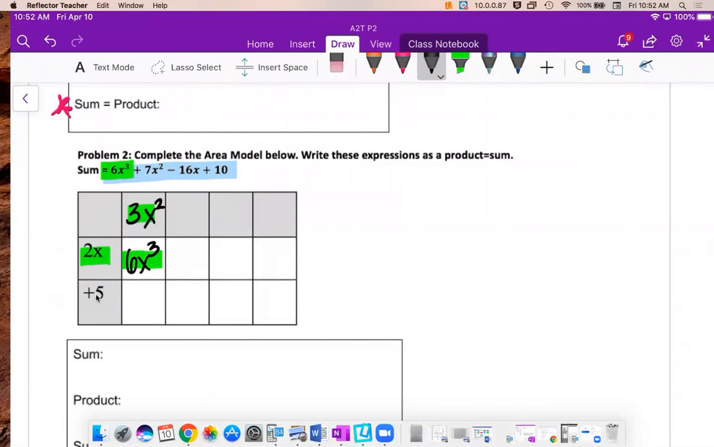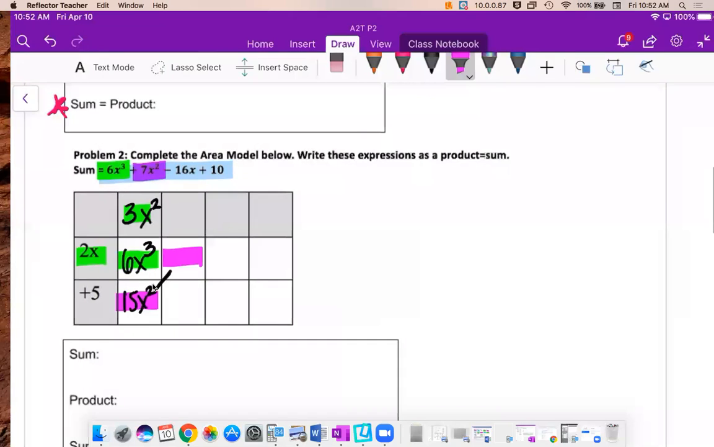Okay, so now we can continue and get this bottom box down here. So 5 times 3x squared, this becomes 15x squared. And then remember, diagonals are what give us our like terms. So now we need our x squareds to add up to be a positive 7x squared. So that means this box and this box have to add up to be positive 7x squared. So I already have 15. That means I need to take away 8 to end up at 7. So this has to be a negative 8x squared. So when I add these together, I get this expression.